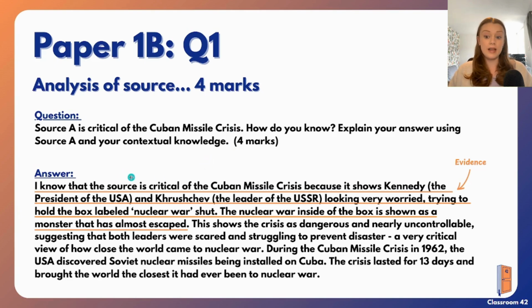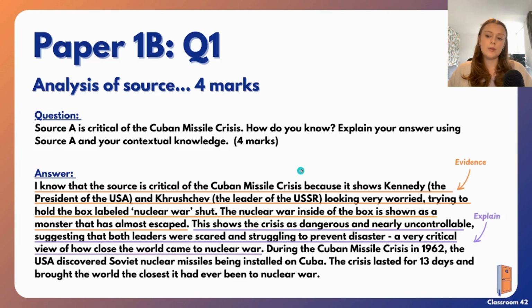So we go straight in with, I know that the source is critical of the Cuban Missile Crisis because it shows Kennedy and Khrushchev looking very worried, trying to hold the box labelled nuclear war shut. The nuclear war inside of the box is shown as a monster that has almost escaped. So we're just giving a bit of detail from the source. You don't need to go overboard with this. Just pick out the key bits of the source that show why it is either critical or supportive of whichever topic your question is asking you about.